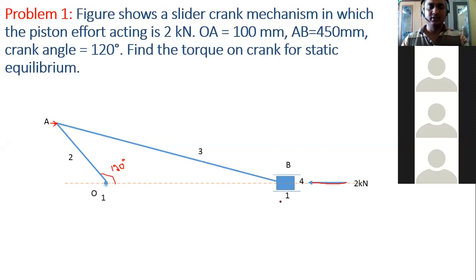Okay, 2 kilonewton. So the first step is to give names to the links. Let us say the fixed link is link number 1, the crank is 2, the connecting rod is 3, and the piston is 4. Then we'll write the forces exerted by each link on the other links by their names. Like if link 1 is exerting force on link number 2, then it will be F12.